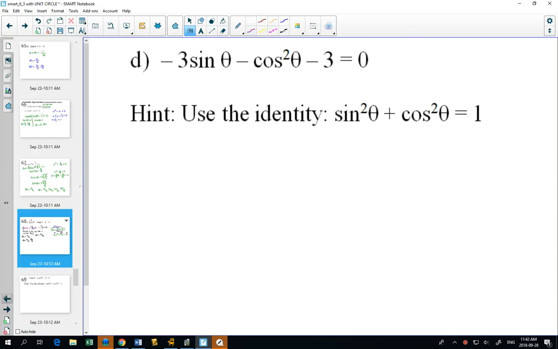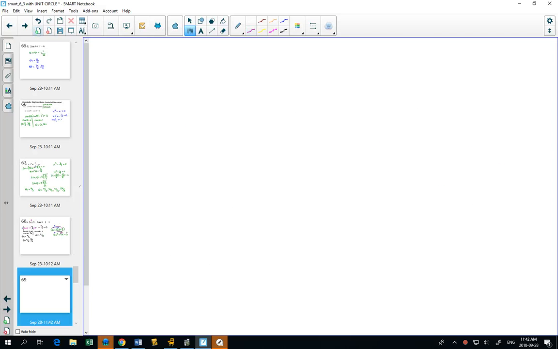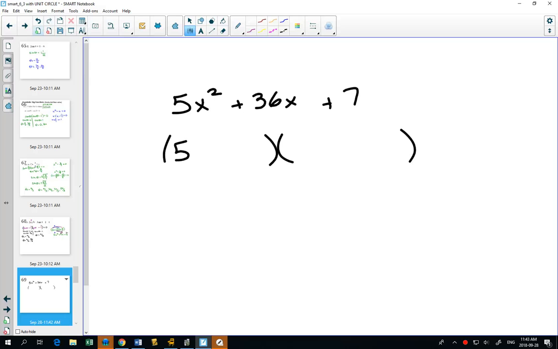Okay, before we go into this one, just a little bit more factoring. So this one looks hard to factor. In reality, it's not that bad. Because if we do it directly, the only way we can get 5x squared is 5x and x. The only way to get 7 is 1 and 7, or 7 and 1.